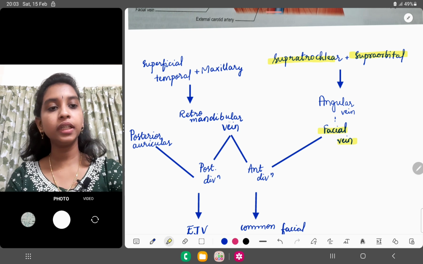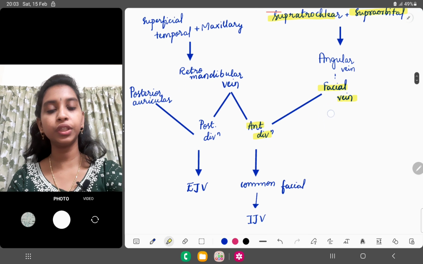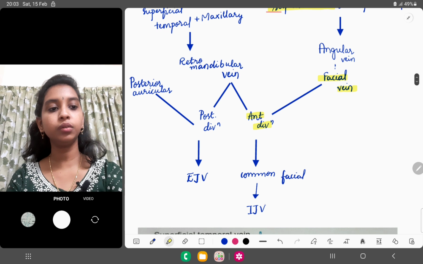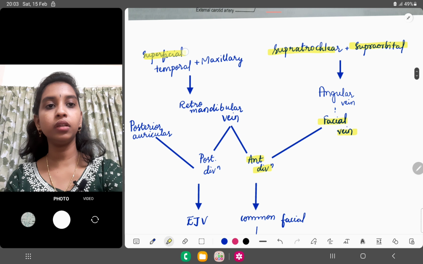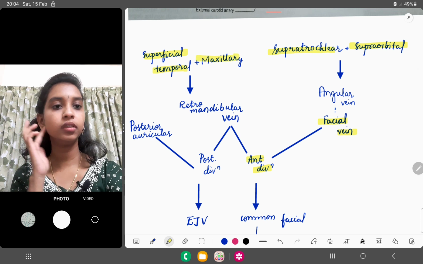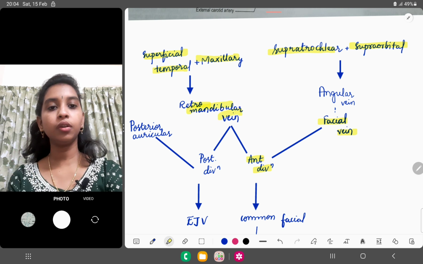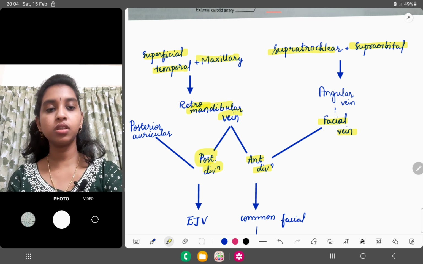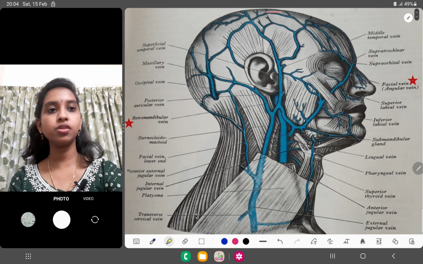The anterior division of retromandibular vein joins with facial vein to form the common facial vein, which drains into internal jugular vein. The superficial temporal vein joins with the maxillary vein to form the retromandibular vein. The retromandibular vein's posterior division joins with posterior auricular vein, which in turn form the external jugular vein. Let us see in detail each of these veins.